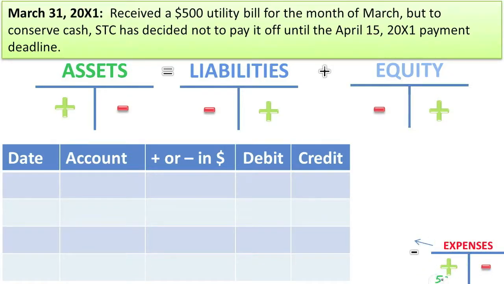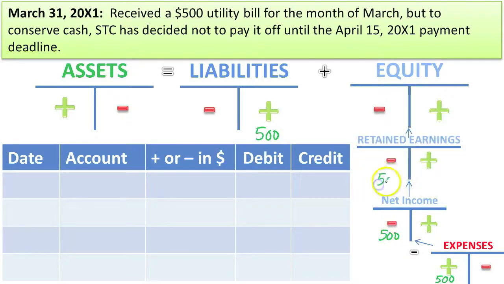We've got utilities expense. Now, how did we pay for it? Did we already pay the cash? The answer is no, we didn't pay yet. So we owe payment. So we're going to have to say we owe $500 more. So we'll follow this through here. You're going to see that this increase in expenses will decrease net income, which will decrease retained earnings, which will decrease equity. So you see equities going down, liabilities going up, assets not affected at all.